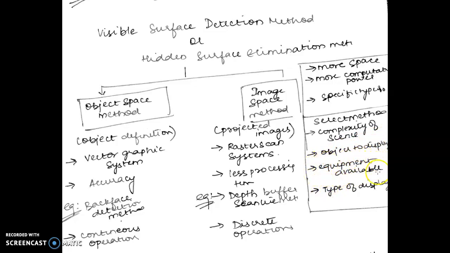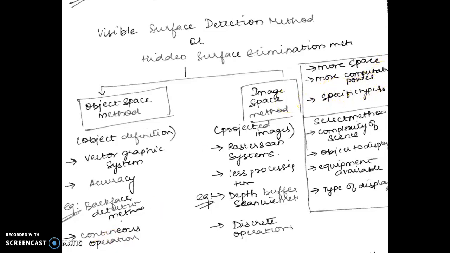This is one of the most important criteria, because to produce high-end hidden surface elimination, we need high-end equipment. Whatever equipment is available, we have to select whether to use the object space or image space method. And the last one is the type of display, whether it is a raster display or random display. Also, these methods in computer graphics generally take more space and more computational power, so it is necessary that our system has more space and a computer with more computational power.